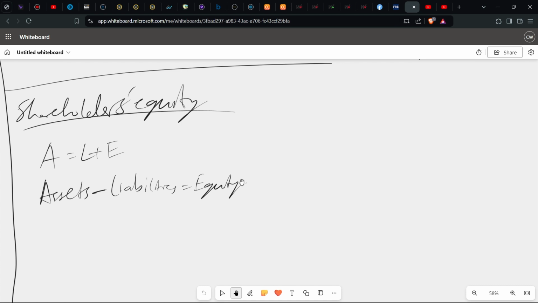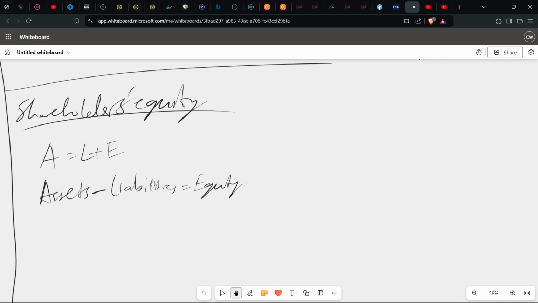Net income also flows into the shareholders' equity because net income is income after all expenses have been paid off. So it falls under the shareholders' equity as retained earnings. Now we'll get to that later, talking about retained earnings. But for now, just get the overall view of what the shareholders' equity is.